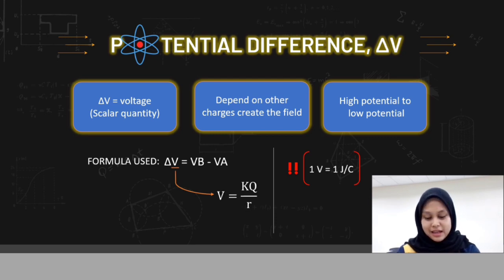Secondly, potential difference depends on the other charges that create the fields. And lastly, the equipotential surface is directed from high potential to low potential. I will explain this more on the next slide.